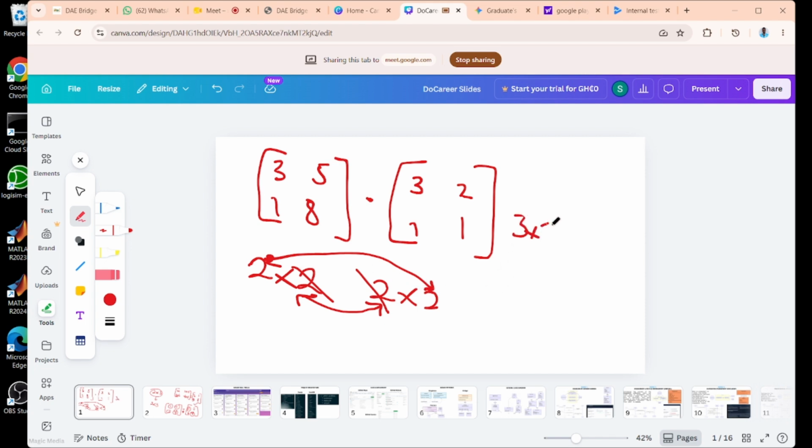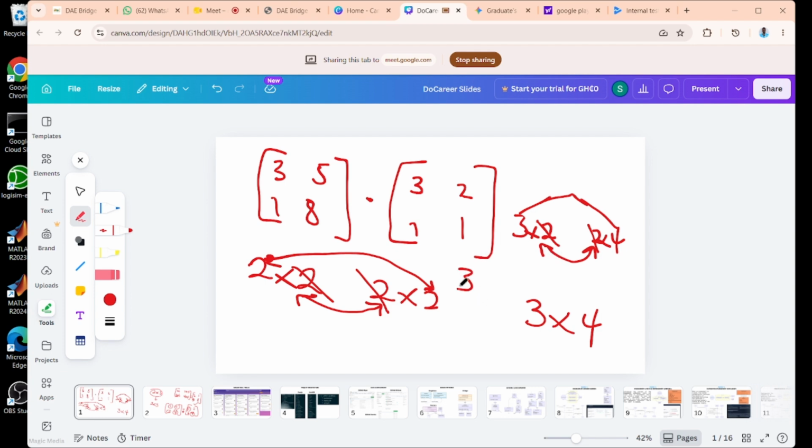Let's say you have 3 by 2 that we are multiplying against a 2 by 4. What will be the size of the final one? Because this side and this are the same, the matrices are multipliable, so this will cancel out. Therefore, the resulting matrix should be a 3 by 4. The remaining numbers help you predict the size of the final matrix.